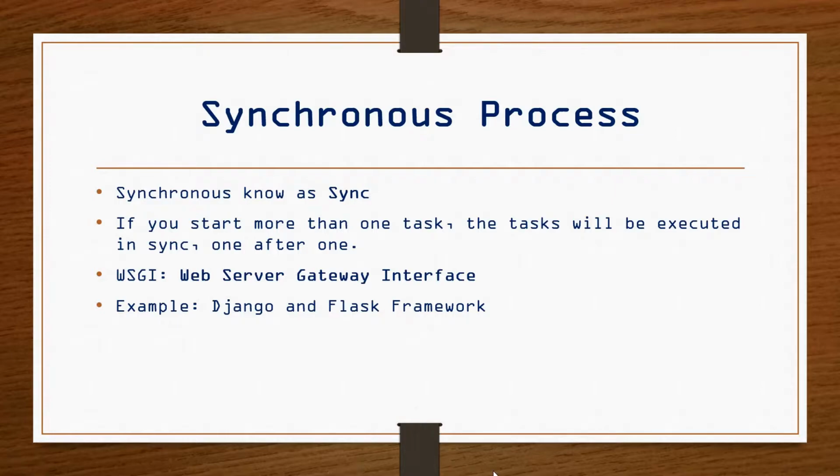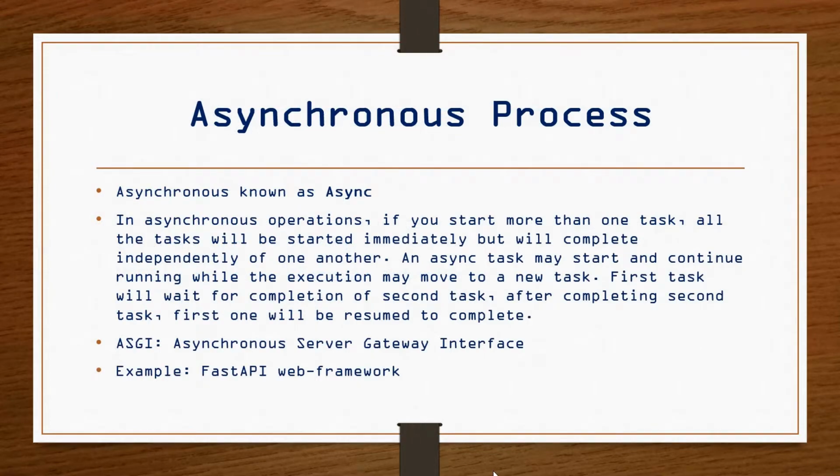Now we are going to talk about asynchronous operations. In an asynchronous operation, if you start more than one task, then all the tasks will be started immediately but will complete independently of one another. An async task may start and continue running while the execution moves to a new task. Now, the first task will wait for completion of the second task. After completing the second task, the first one will be resumed to complete.